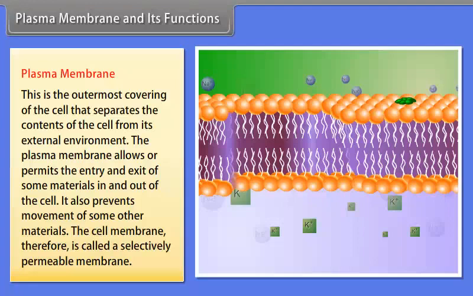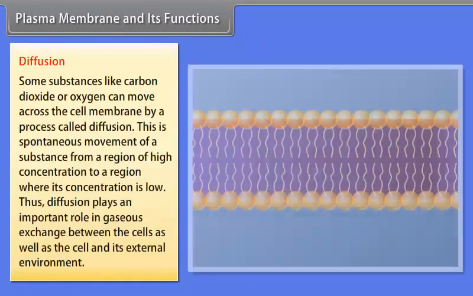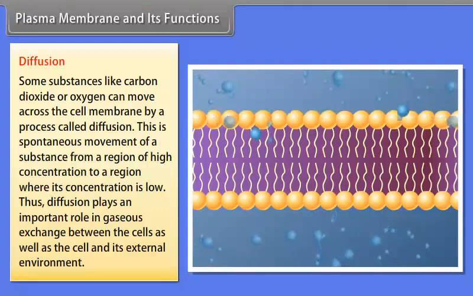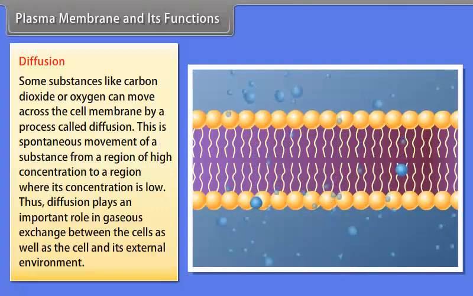Plasma membrane. This is the outermost covering of the cell that separates the contents of the cell from its external environment. The plasma membrane allows or permits the entry and exit of some materials in and out of the cell. It also prevents movement of some other materials. The cell membrane, therefore, is called a selectively permeable membrane.